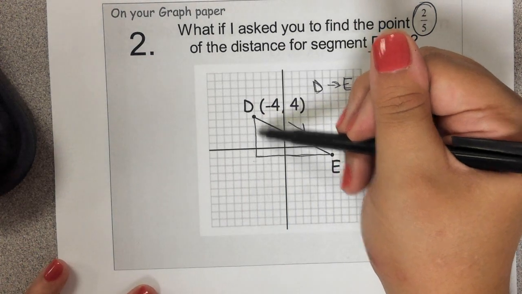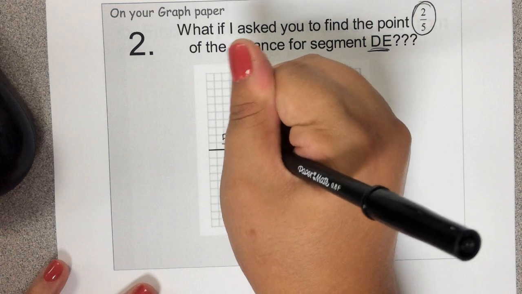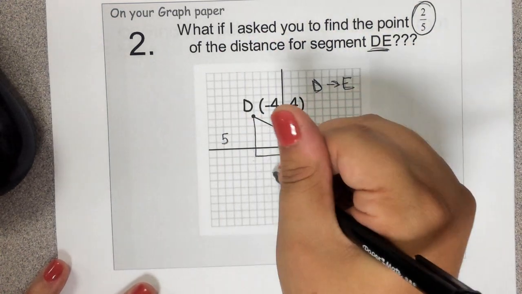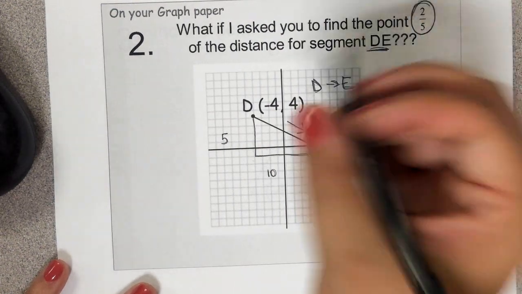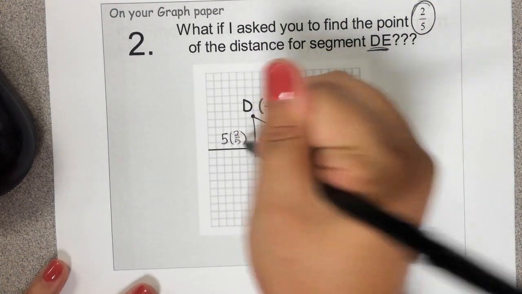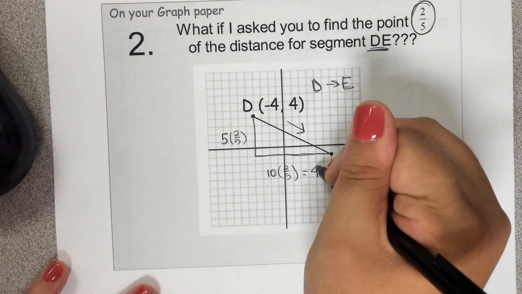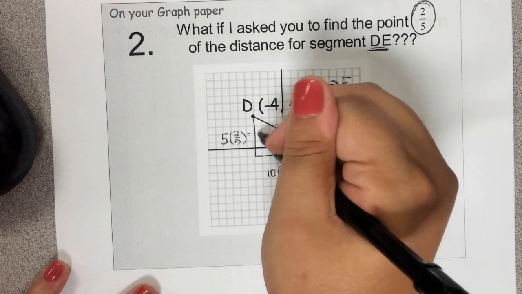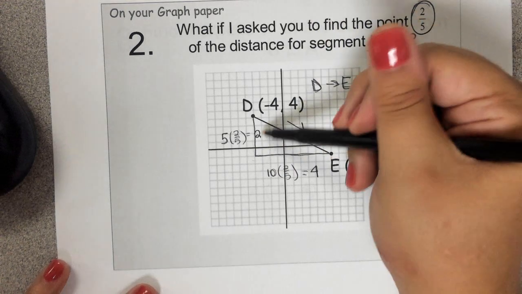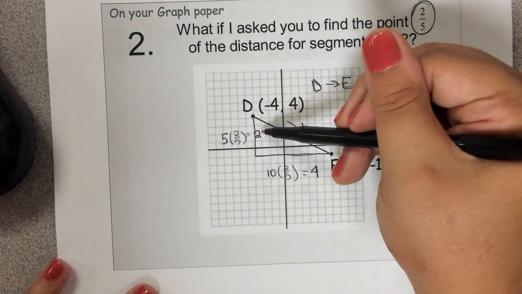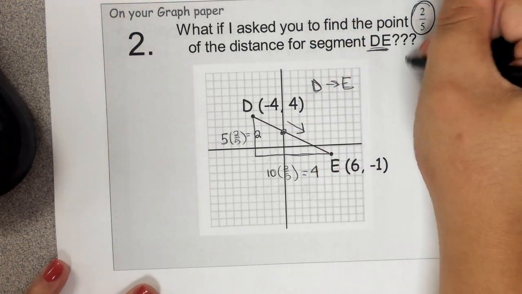So either way, I still need to figure out what I'm doing here. This would be 5. And this one's going to be 10. So I have to multiply them by 2/5. And that gives me 4. And that gives me 2. So again, I'm going down and right. So I could just go down 2, right 1, 2, 3, 4. And there's my answer. I'm at 0, 2.